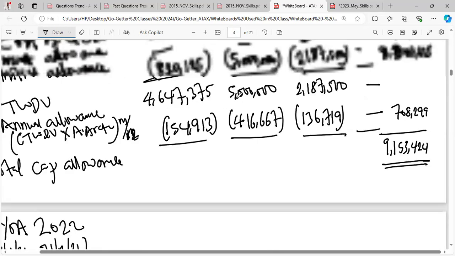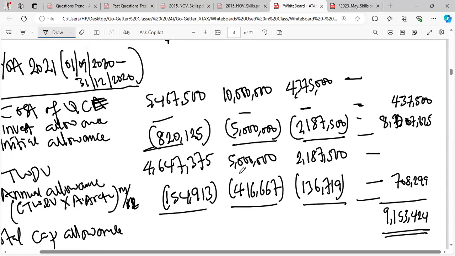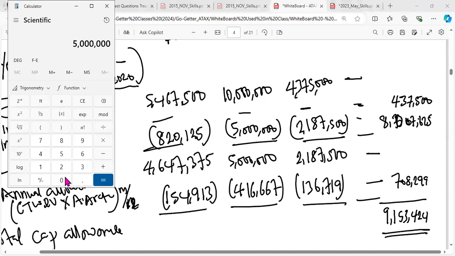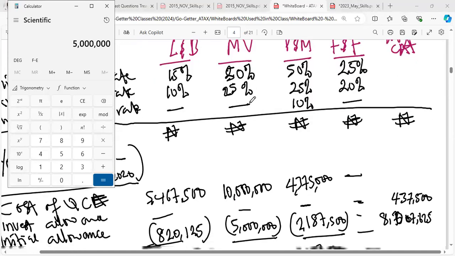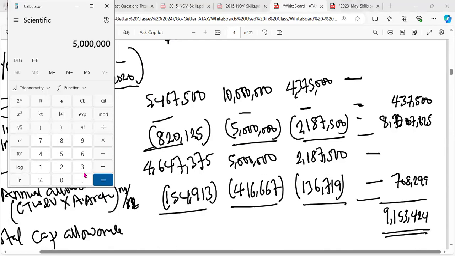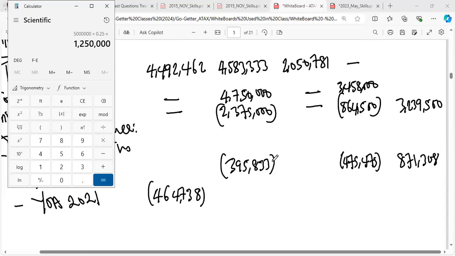We also have something here. This is 5 million here, right? And of course, it is 0.25 times 0.25. That will give me 1,250. That's what I'm going to put down here.